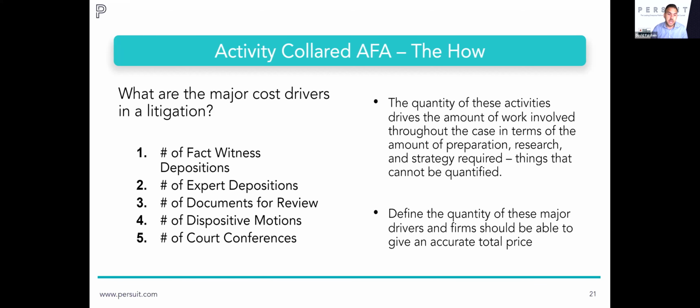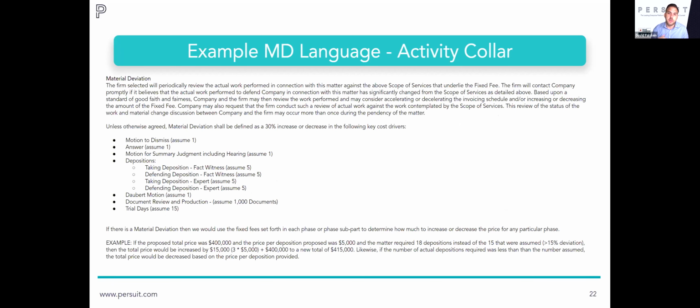But even if things change after doing that exercise, if there's a significant change in the scope later on, you have preset pricing at the activity level to know how much to adjust the price upward or downward by. So you don't have to get it exactly right, because that's the whole point of material deviation language: if there is a significant change, you can adjust.